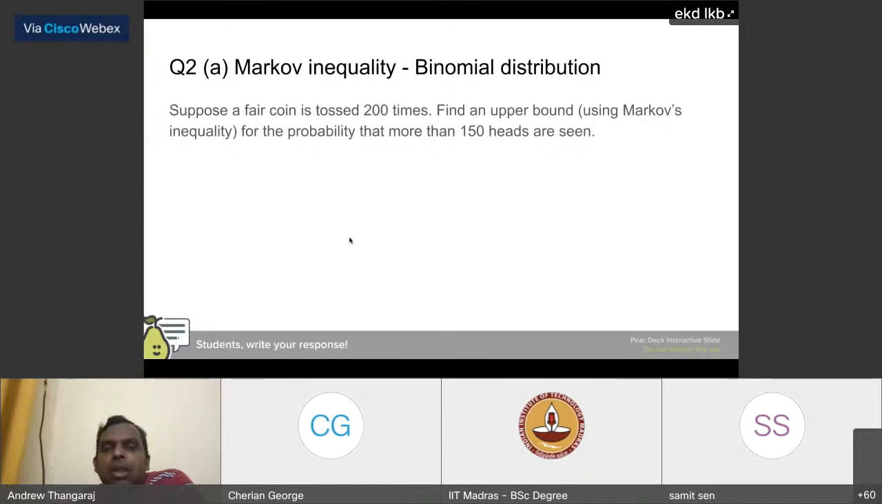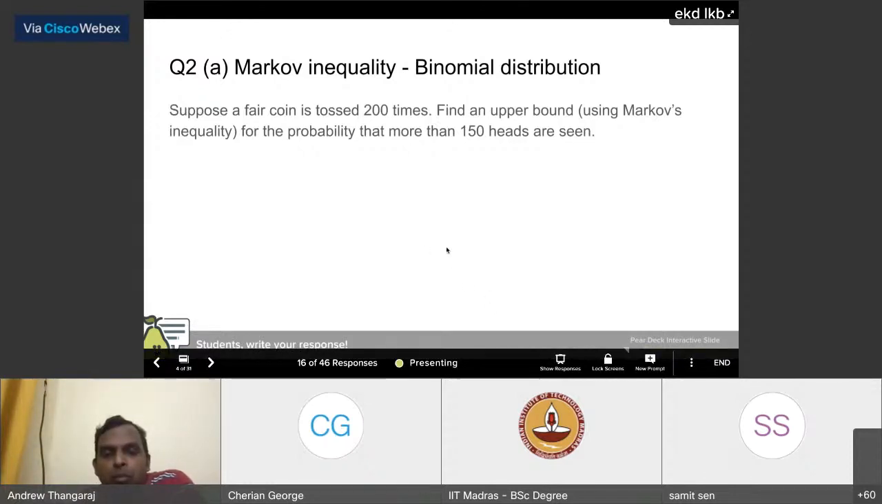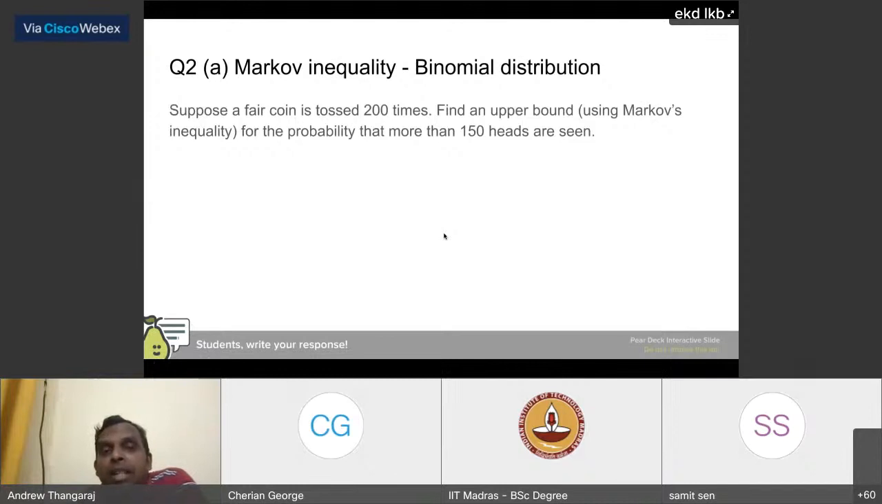So here's another question. Here again, instead of giving you the random variable directly, I've given a situation where there is some random variable for which we're trying to find some probability upper bound. So you have to identify the random variable of interest here. The random variable of interest is the number of heads seen when a fair coin is tossed 200 times.